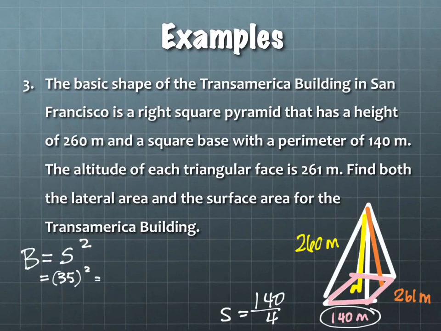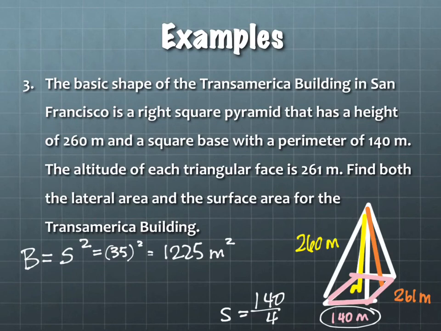So what do you get for your area of your base? Did anybody get it? I saw people punching things in calculators. What'd you get? What do you have, Emily? I just multiplied right here, but I got 1,225. Yep, 1,225 will be it. And it's in meters, so this would be meters squared.